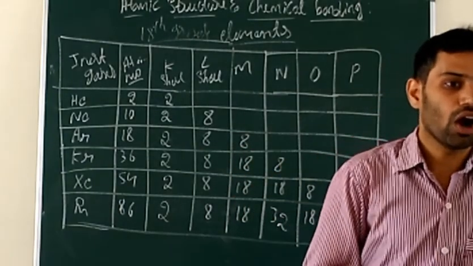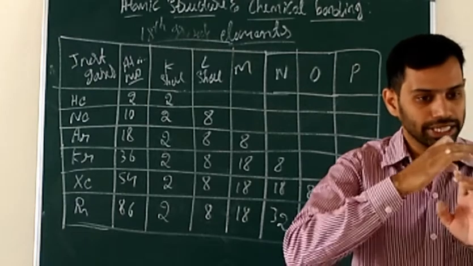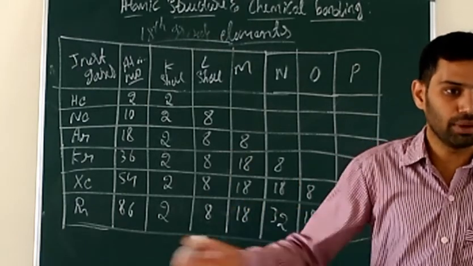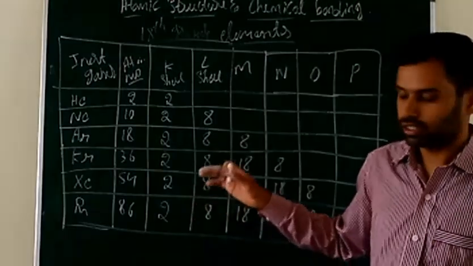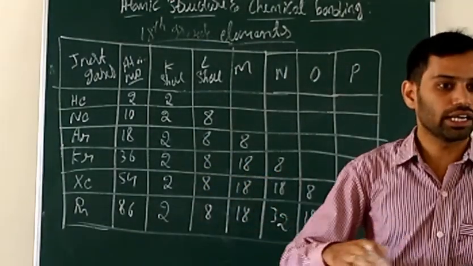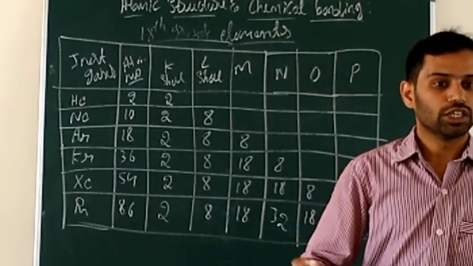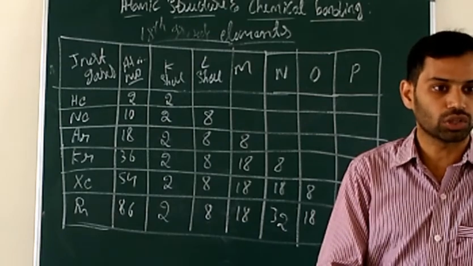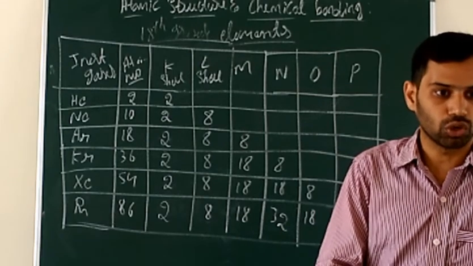Octet. We call it an octet. They already attained the octet state. Those elements, neon, argon, krypton, xenon, radon, have already attained the octet state. Two rules you will see there. One is the octet rule, another one is the duplet rule.